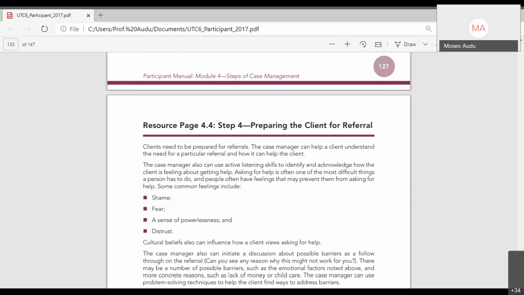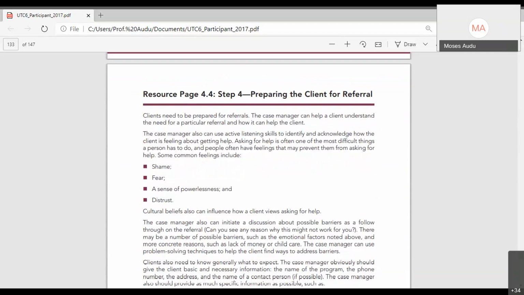And then preparing the client for referral. Clients need to be prepared for referral. The case manager can help a client understand the need for a particular referral and how it can help the client. The case manager also can use active listening skills to identify and acknowledge how the client is feeling about getting help. Asking for help is often one of the most difficult things a person has to do. That's very true. And people often have feelings that may prevent them from asking for help. Some common feelings include shame, fear, a sense of powerlessness, and distrust.